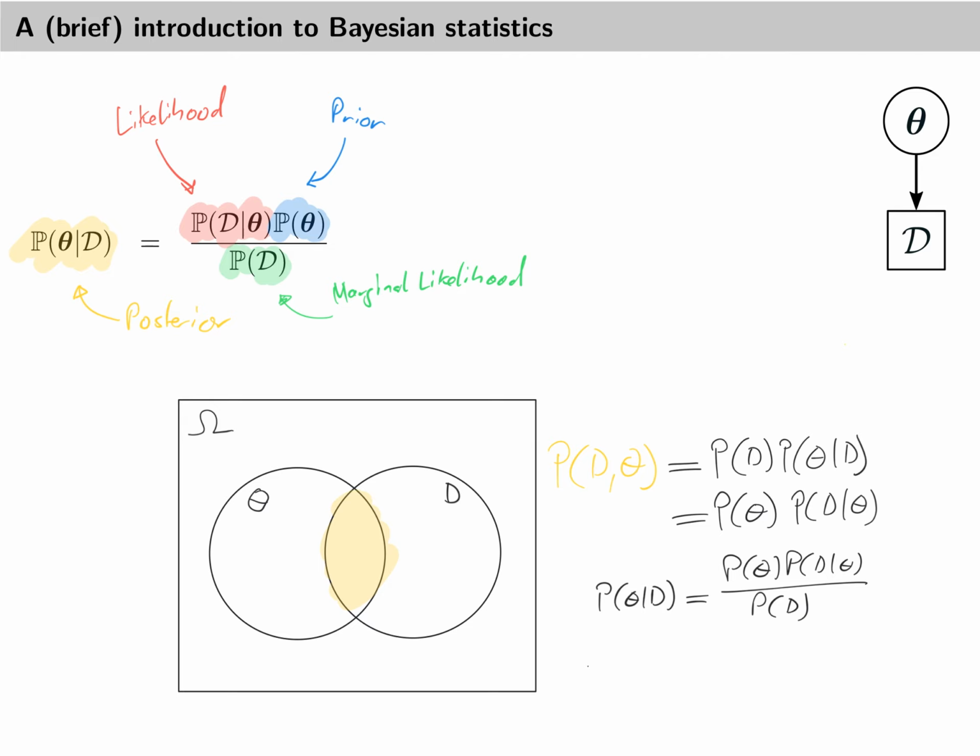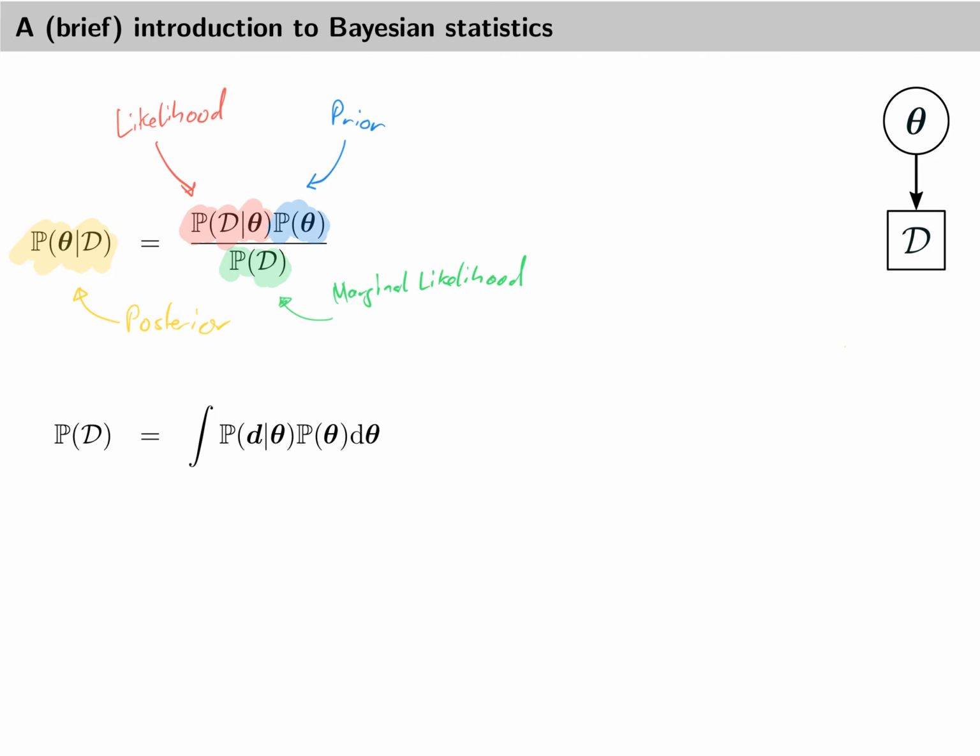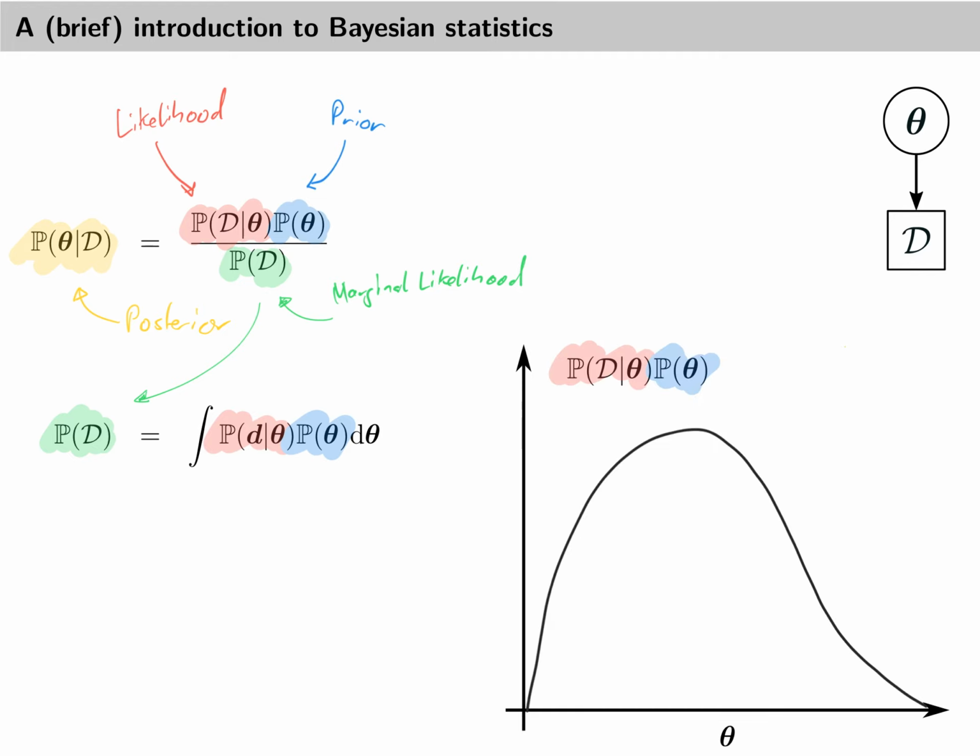the marginal likelihood, our normalizing constant. The marginal likelihood is simply calculated as the product of the likelihood times the prior, and then integrated over all parameter vectors zeta. Let us consider graphically what it actually means. Shown here on the right is the function of the product of the likelihood and the prior. The marginal likelihood is now nothing else but the area under this curve here, which is the integral of that function over the entire parameter space.